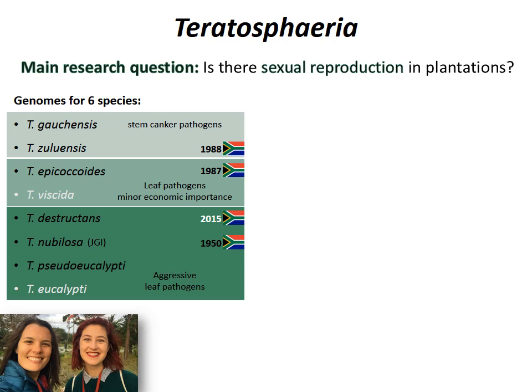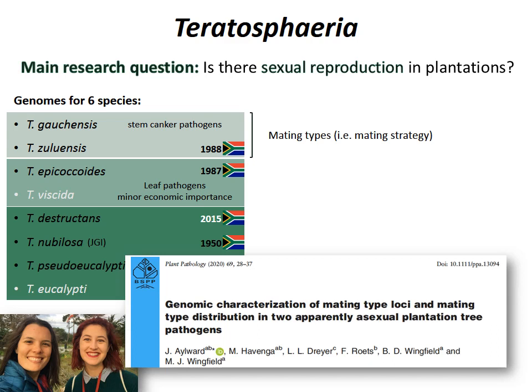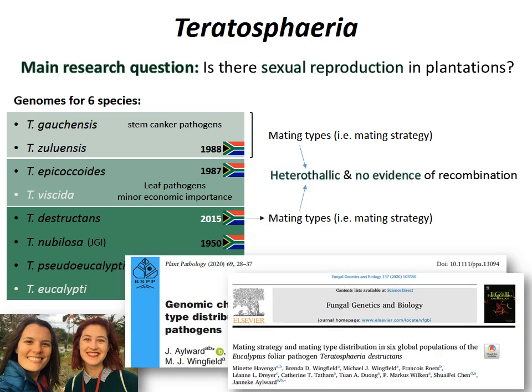So the mating strategy has been determined for the stem canker pathogens and for the leaf pathogens, and both showing that they are heterothallic. This means that you need two individuals of opposite mating type to get together or in contact with each other before mating or sex can take place. If we're looking at the population genetics of Teratosphaeria destructans using microsatellite markers that we have developed, we know that the population is clonal in South Africa and only has one mating type. The key message here is that there still exists an opportunity to plant tolerant clones because as it stands currently, the pathogen population is not able to change.